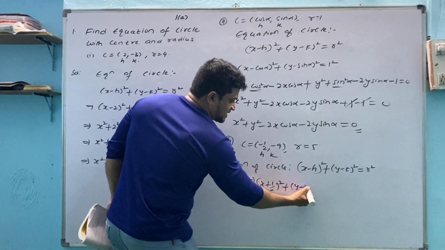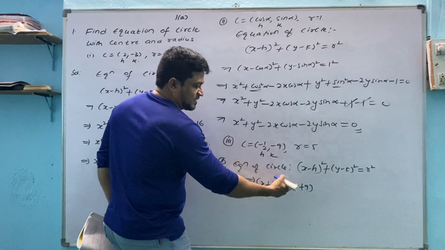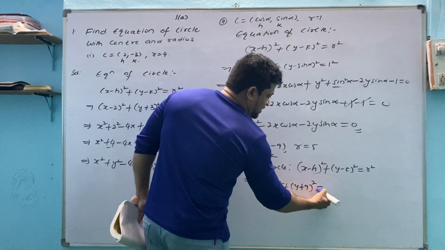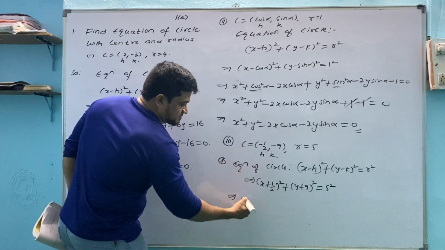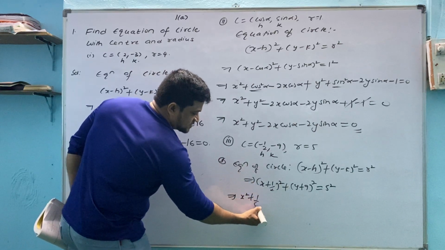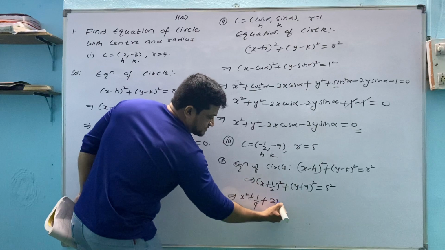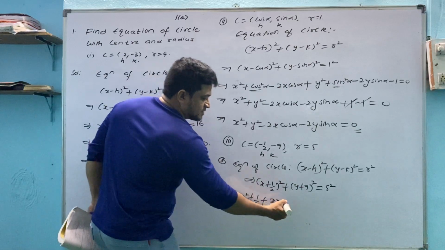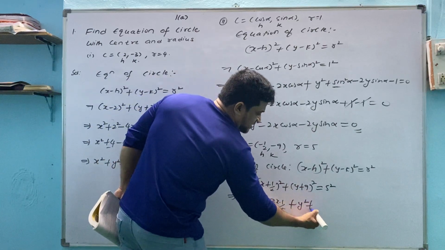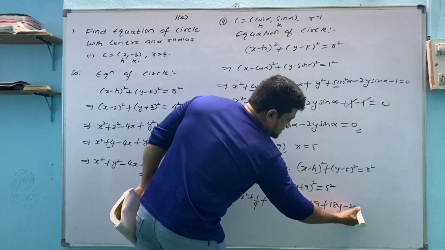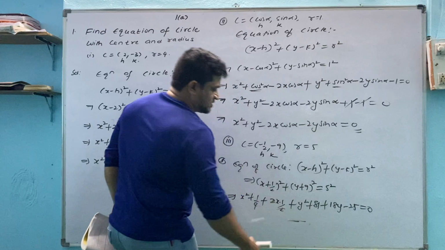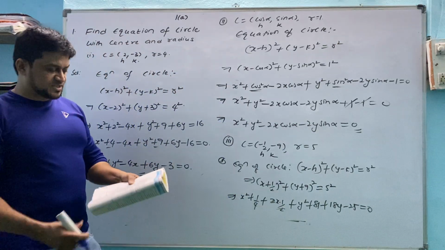Plus y minus of minus 9 plus 9 whole square equals r square, 5 square. Now expansion: a plus b whole square is a square plus b square plus 2ab. Here also the same thing: a square plus b square plus 2ab. This is minus 25 equal to 0. Simplify up to some extent and leave that one.